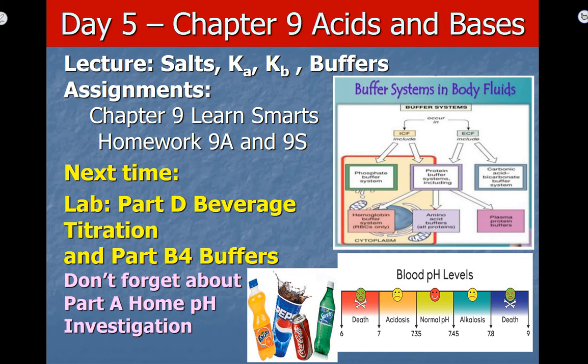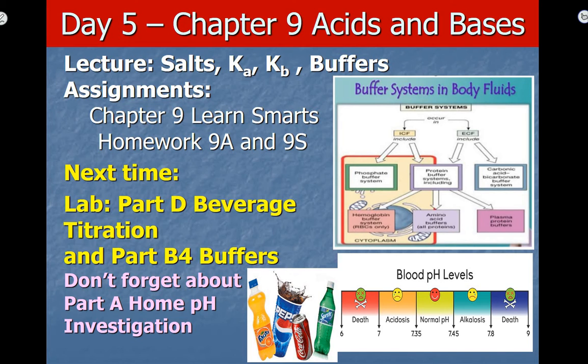If you look up the board with me, together today we're going to learn about salts, Ka, Kb, and buffers. You're going to understand what a salt is and how to determine if it's acidic, basic, or neutral, what a buffer is, and their uses. You're going to understand how to use Ka and Kb to determine the strength of acids and bases, and you're going to be able to understand how to make buffers.